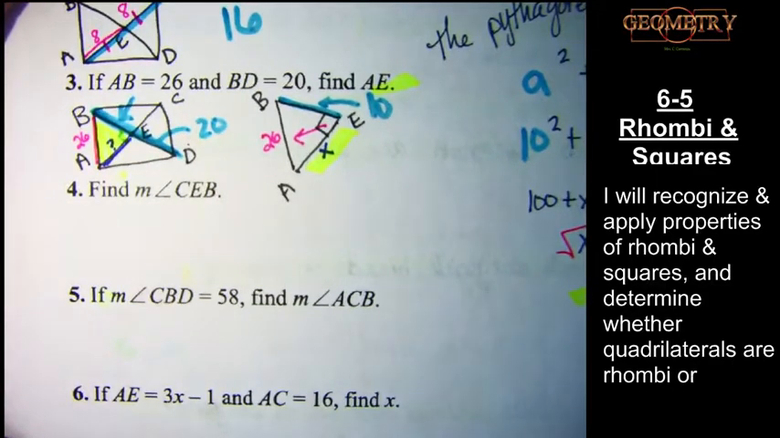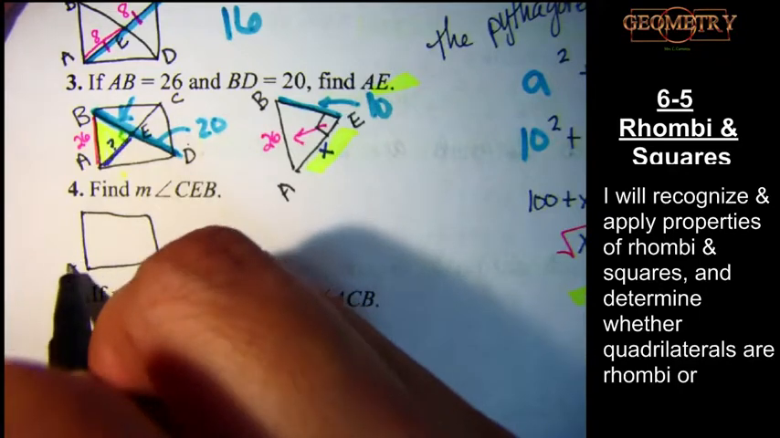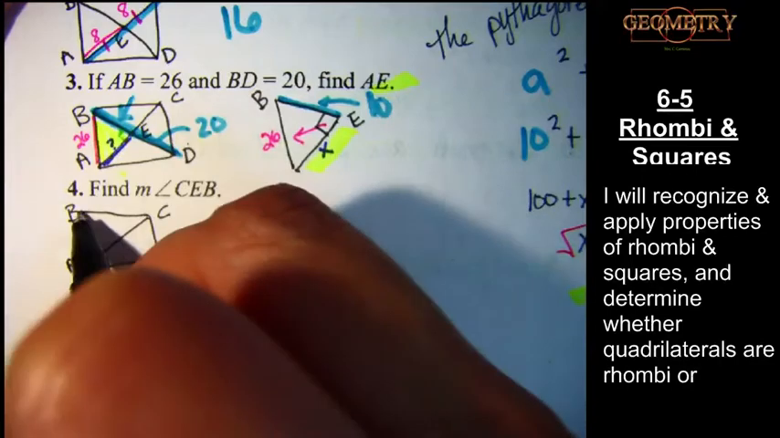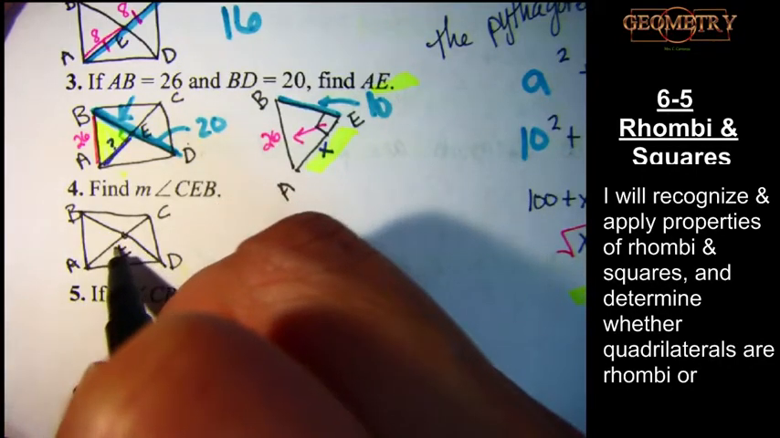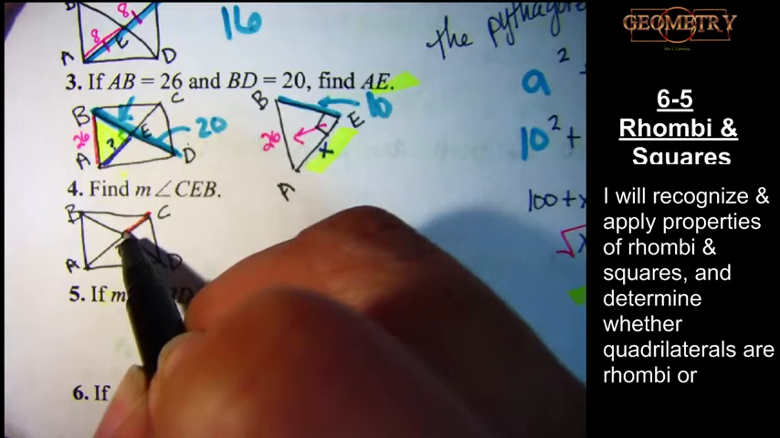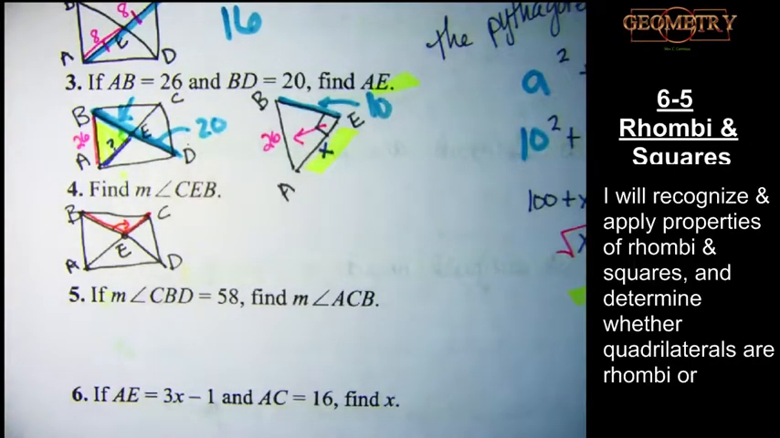Okay. Moving on. We've been asked to find the measure of angle CEB. Here's the rhombus that angle lives on. So we're looking for the angle CEB. This angle right there. That's the one we're after. But that angle is being created by two diagonals.